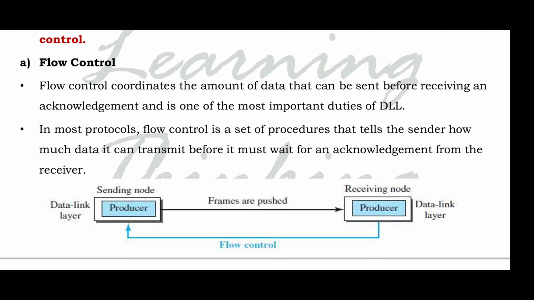This is a figure that you can draw in your answer sheet when you are answering flow control questions. Data link layer connections are there, with one sending node and one receiving node. The sending node produces data and pushes frames to the receiver, and the receiver acknowledges back to the sender that it can receive this data. Flow control governs how much data can be transmitted before waiting for an acknowledgement from the receiver.